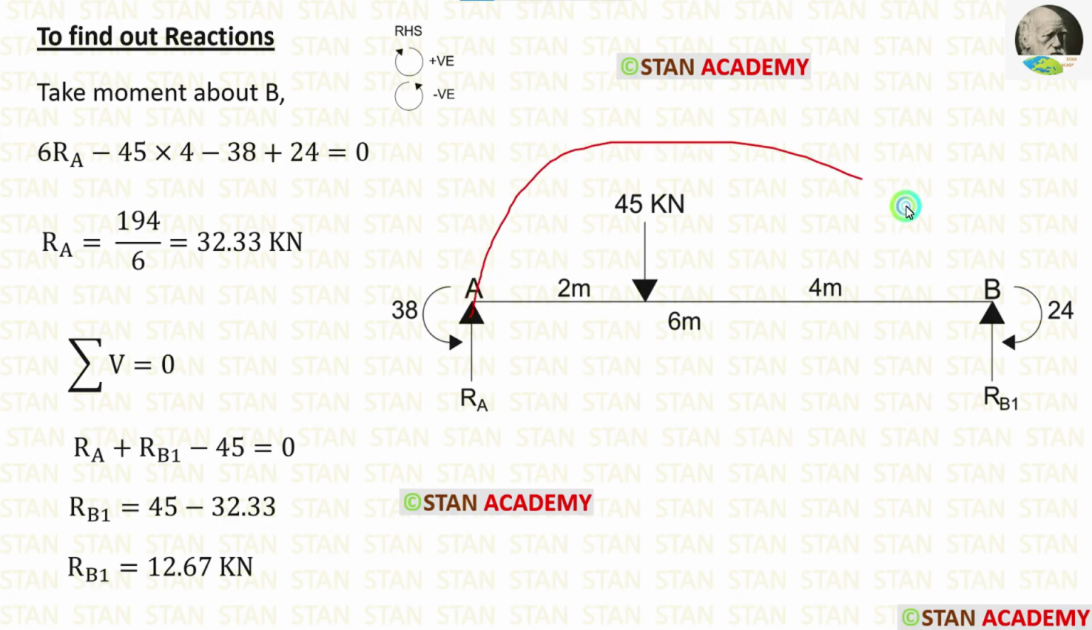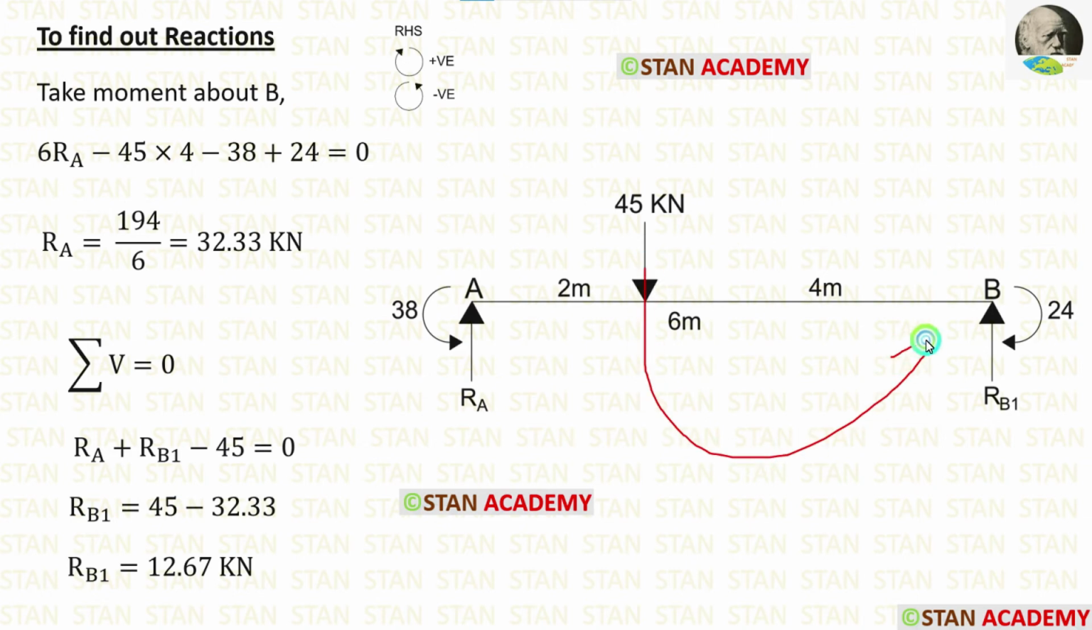RA is acting towards the point B in the clockwise direction, so it will be positive, and the distance is 6, so 6 RA. The point load 45 kN is acting towards the point B in the anti-clockwise direction, so it will be negative, and the distance is 4 meter, so minus 45 into 4. This moment is acting in the anti-clockwise direction, so it will be negative, and this moment is acting in the clockwise direction, so it will be positive.